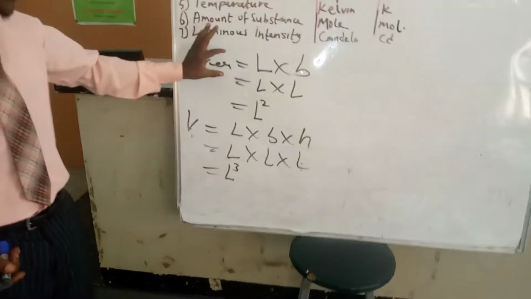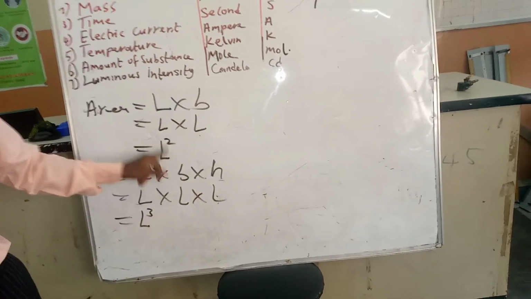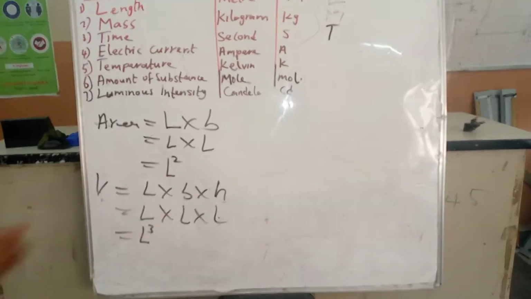That's why I said if you know the unit, you can easily get the dimension. Once I know that L stands for length and the unit is m, I will just change it to give me L squared. The same thing applies to this.